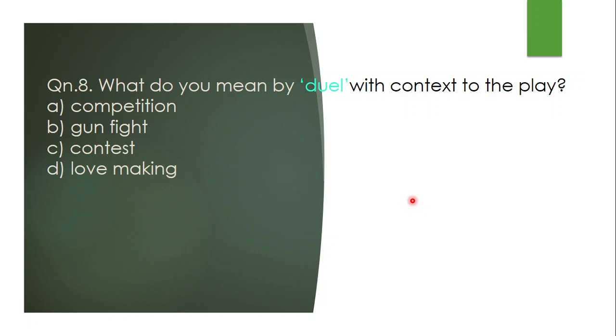Eighth question. What do you mean by duel in the context of the play? Duel means what? Because when Smirnov argued, ultimately when she became angry, she decided to have a duel with him. So what is a duel? A. Competition. B. Gunfight. C. Contest. D. Love making. What is the meaning of duel? Answer is gunfight. Right.